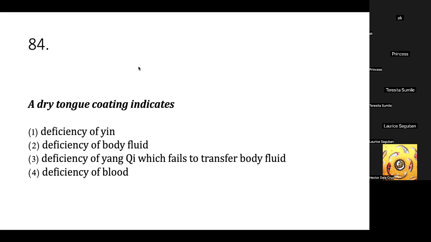Hindi naman. Okay, ganito ha. Ay, bluish pala, sir. Stagnation. Sorry po. So anong tamang sagot? Sir, 1, 2, and 3 pa rin. Pero sir, doon sa bluish po, sorry po. Okay. Everybody agrees. Okay.